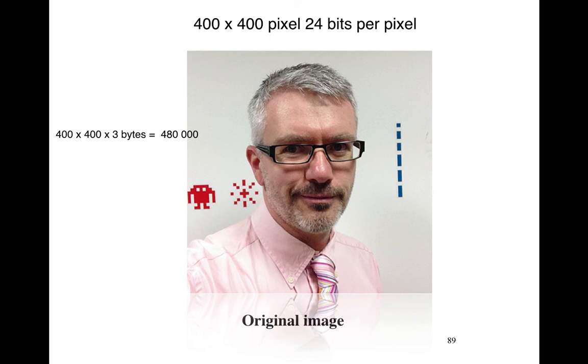So I'm going to give you an extreme example here, where this is a picture of me, obviously, and this is stored at 24 bits per pixel. So each pixel requires 24 bits. The original image was 400 pixels by 400 pixels. So we're talking 480,000 bytes.